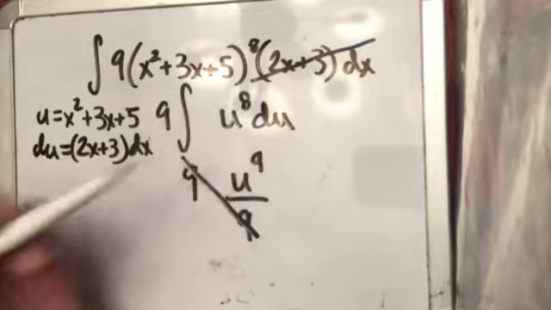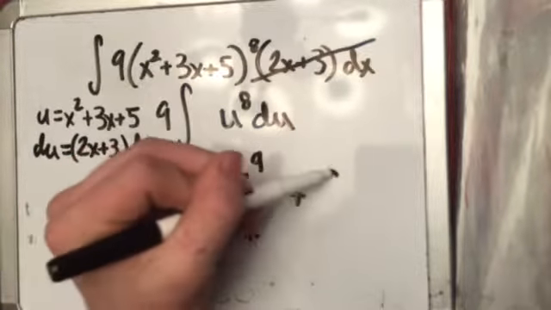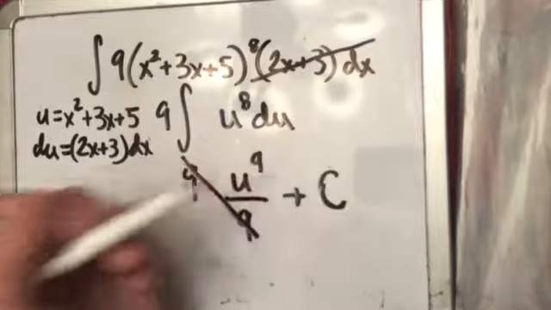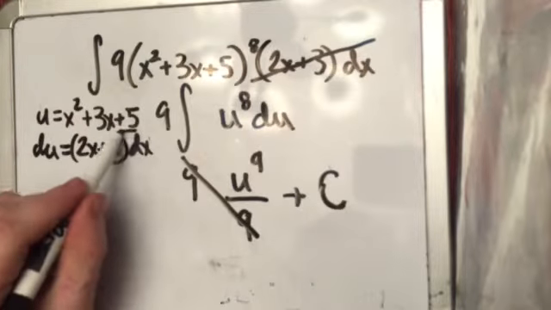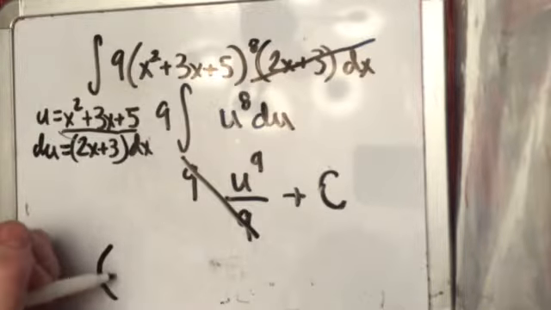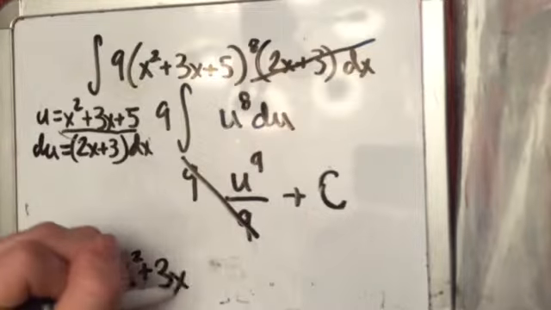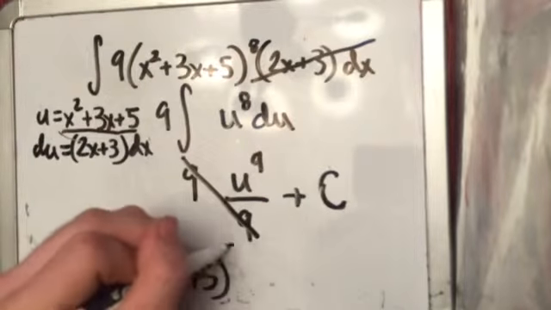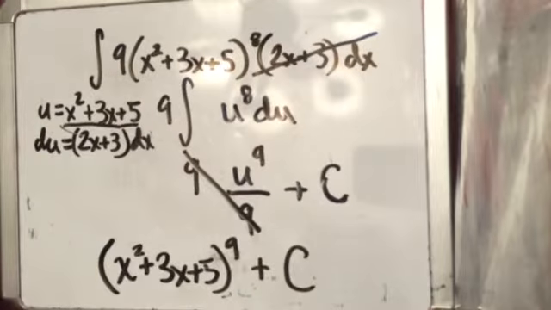And in terms of indefinite integrals, as we said earlier, I almost forgot the plus c. And as we said earlier, for indefinite integrals only, we need to plug the original expression back in for u. So it's x squared plus 3x plus 5 to the 9th plus c. And that's it.